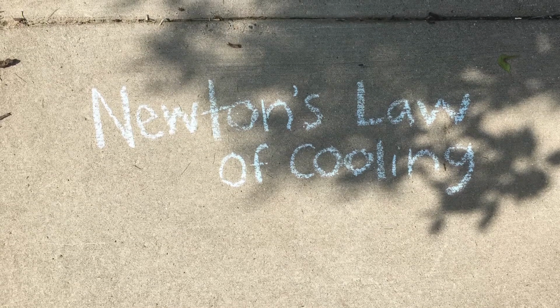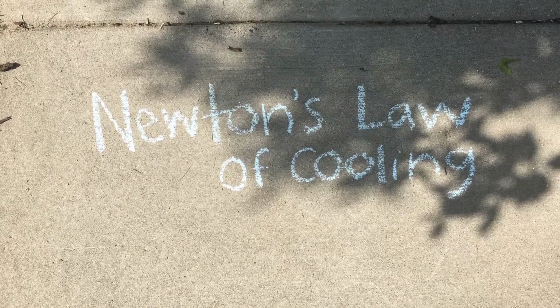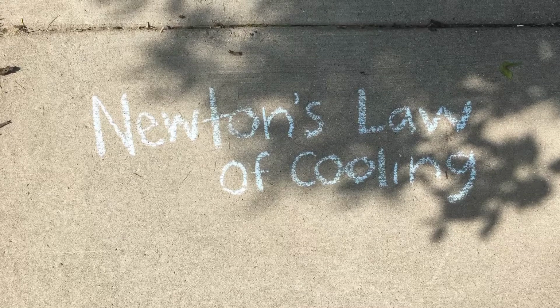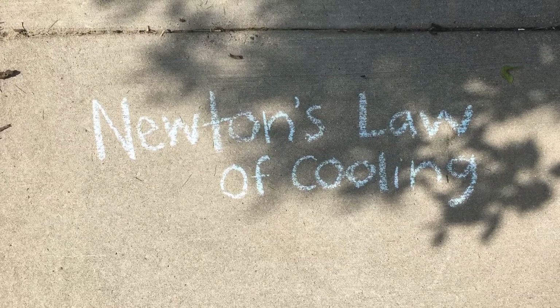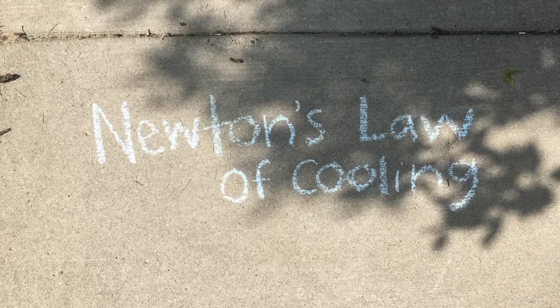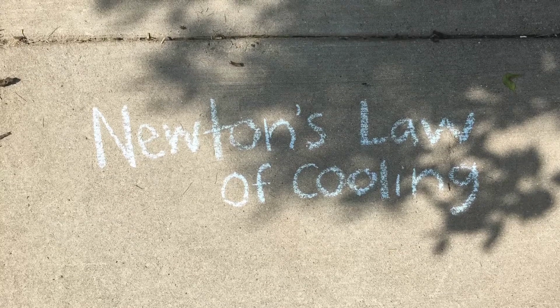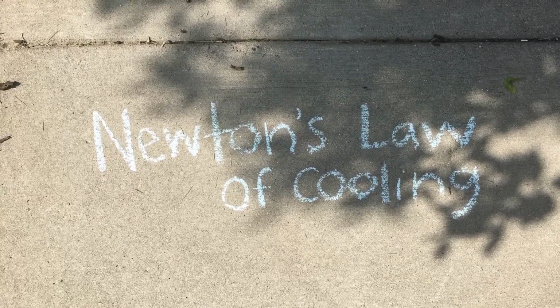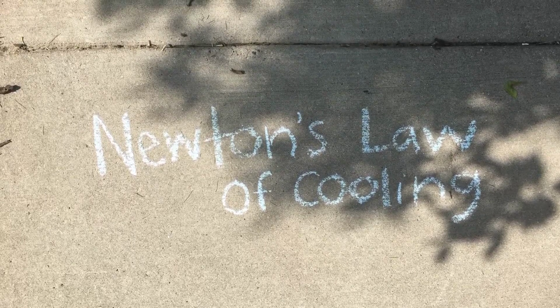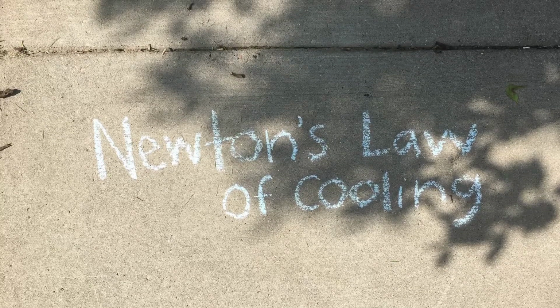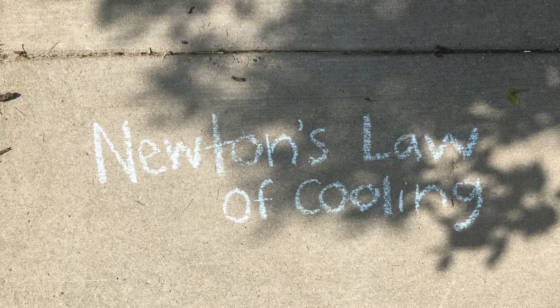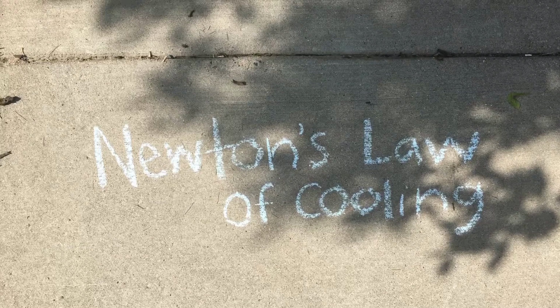So our project is on Newton's law of cooling, and Newton's law of cooling states that the rate of change of the temperature of an object is proportional to the difference between its own temperature and the ambient temperature, which is the temperature of its surroundings. We can use Newton's law of cooling in a real-world example by seeing how long it takes for an object to either cool down or heat up.